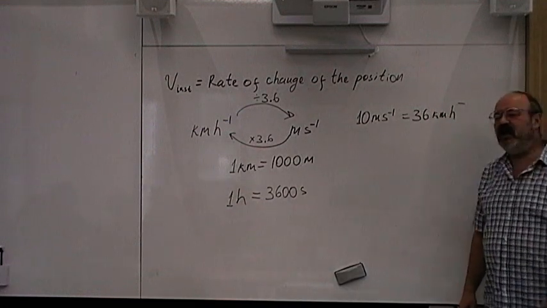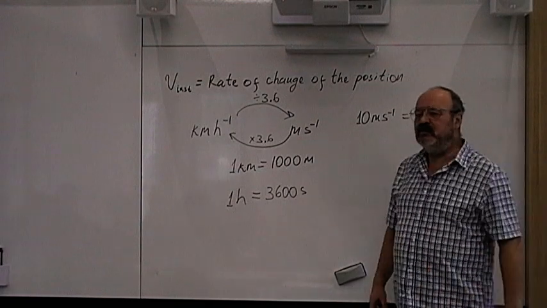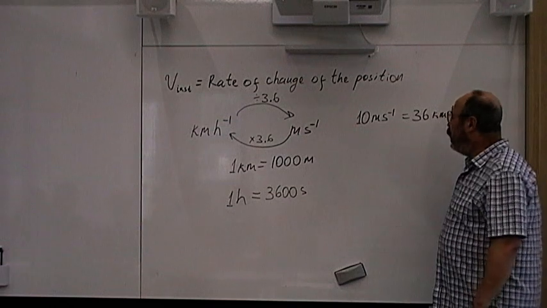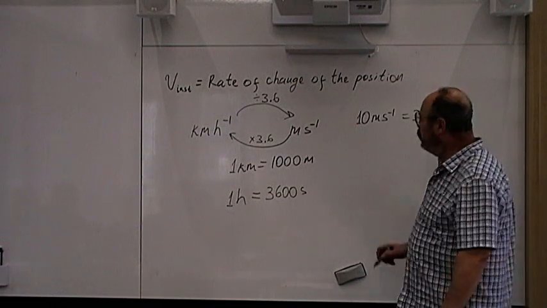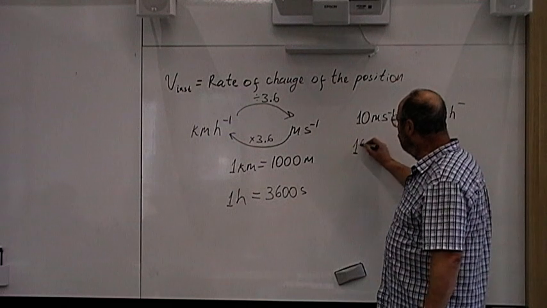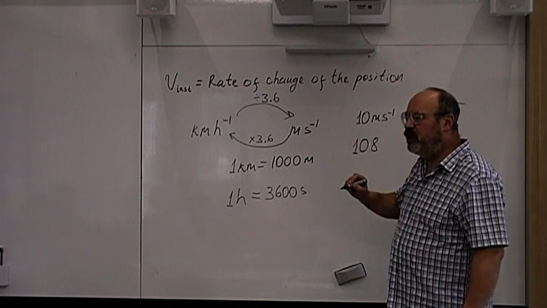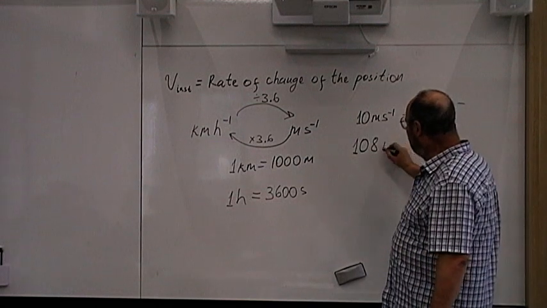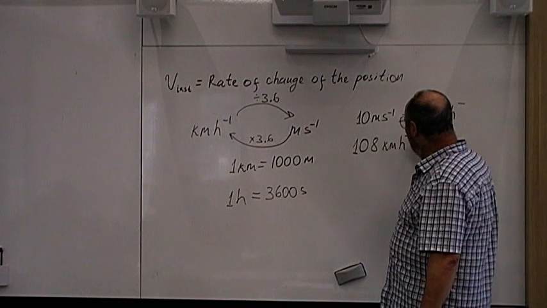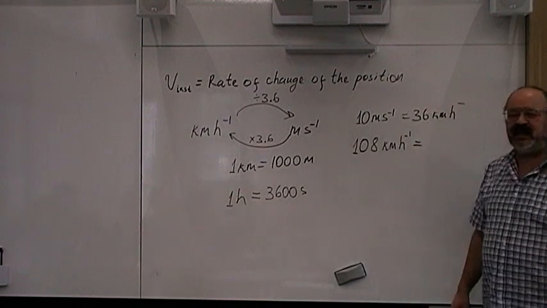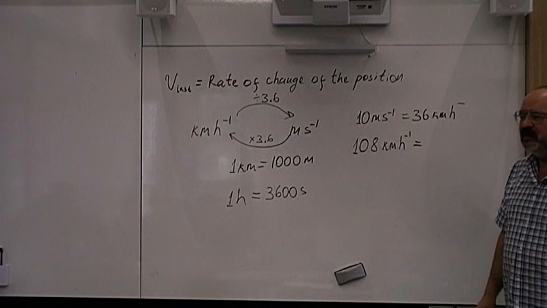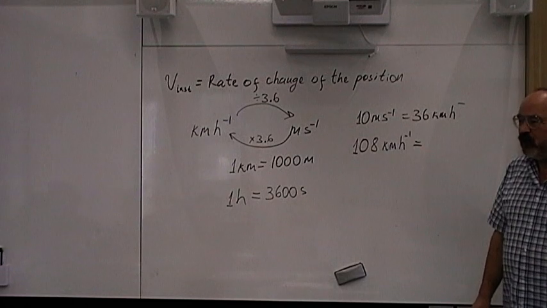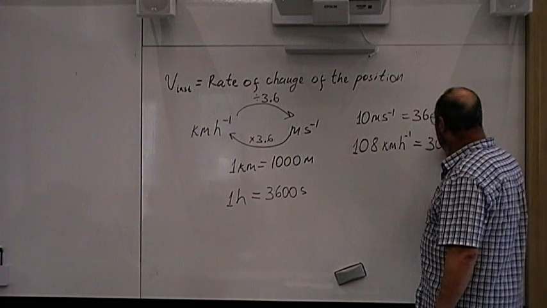If you drive a car, which you all will soon start learning, and let's say you're speeding, even on a freeway, driving 108 kilometers per hour. What will it be in meters per second? Use a calculator if you can. I'm pretty sure it's 30. It is 30 meters per second.